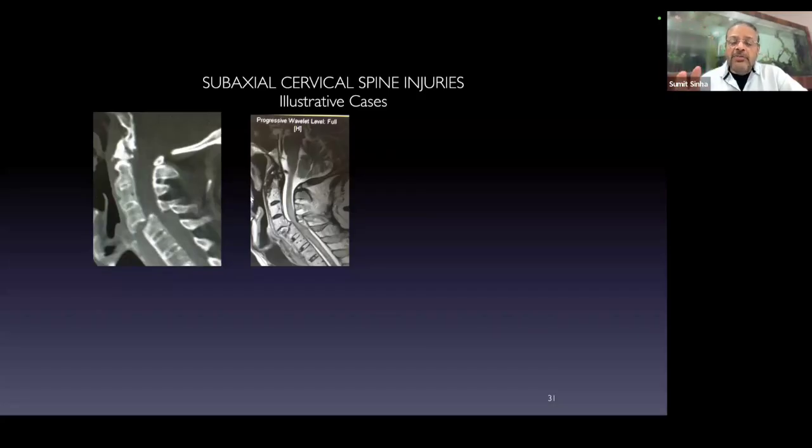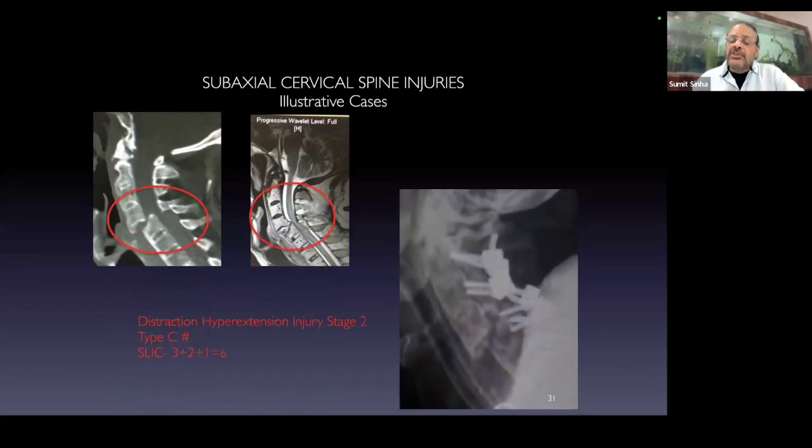So a long segment fixation, number two, multi-level fixation, at least 3 level up, 3 level down has to be done. In situ fusion has to be done. So this is a distraction hyperextension injury, again type C, SLIC 6, and this is what I did.